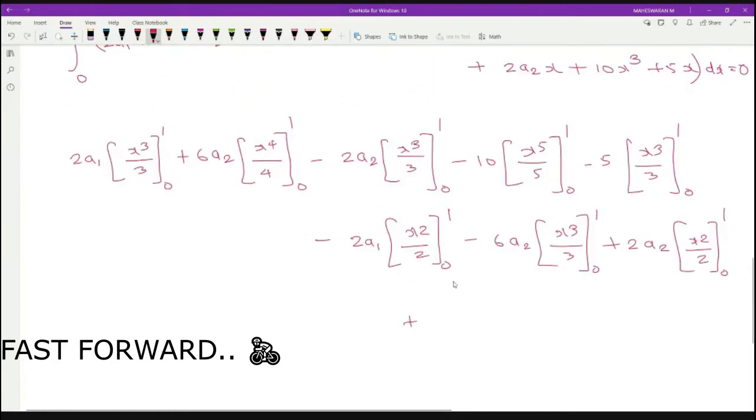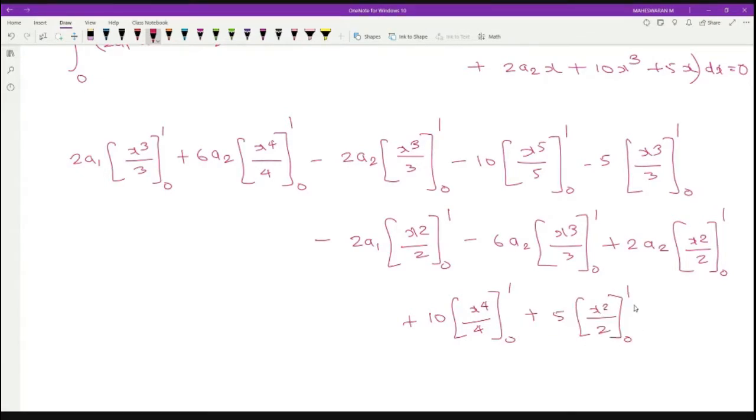plus 10 x power 4 by 4, 0 to 1, plus 5 x square by 2, again 0 to 1. Okay, so substitute all the limits and put it equal to 0.